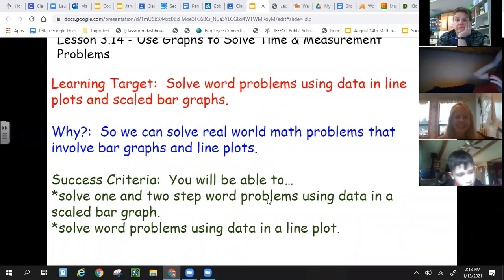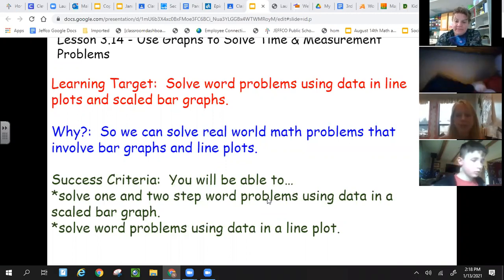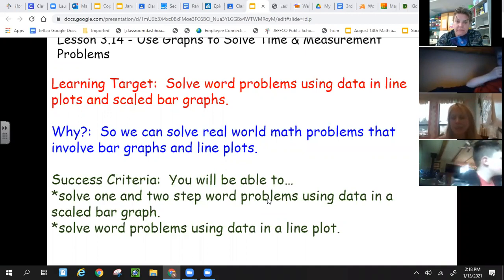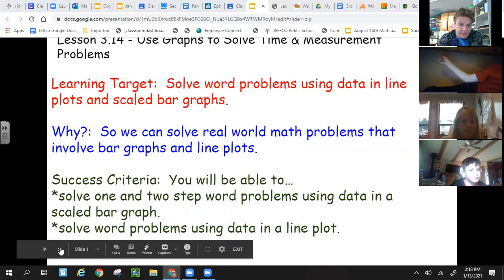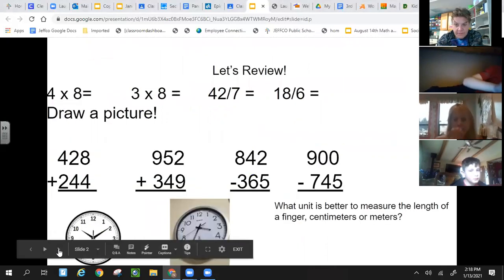Okay, let's get started. Today we are going to solve word problems using data in line plots and scaled bar graphs. So we're going to use everything we've learned and then use our problem solving skills to help us. Just because there are a lot of problems in real life that involve bar graphs and line plots. That's a great way for people to share information and for us to gain information. So we'll be looking at 1 and 2-step word problems using the data from the scaled bar graphs and from the line plots.